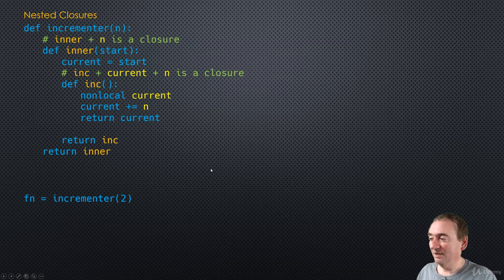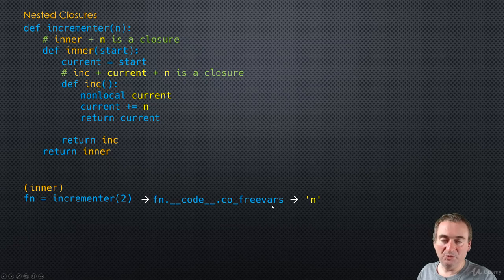So now let's look at what happens when we call incrementer and we give it a value of 2. Well, we've just called incrementer. What is it going to return? It's going to return that inner closure, right? That inner function with the closure. But what's the closure of inner? Well, it's n, right? So if you look at the free vars in Python, it will give you a tuple with a single element, n. And the current value of n is 2.